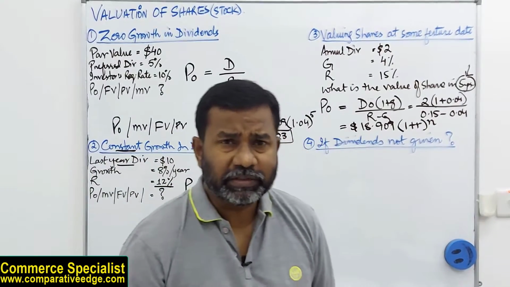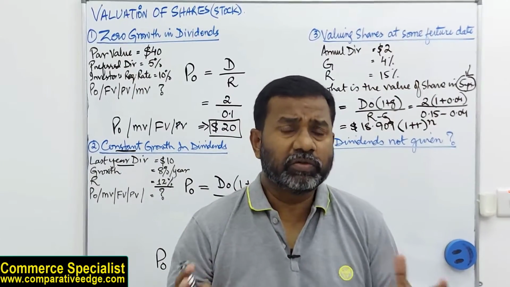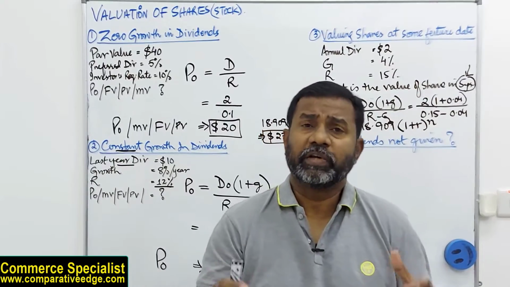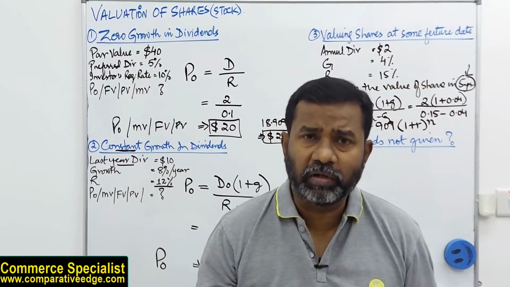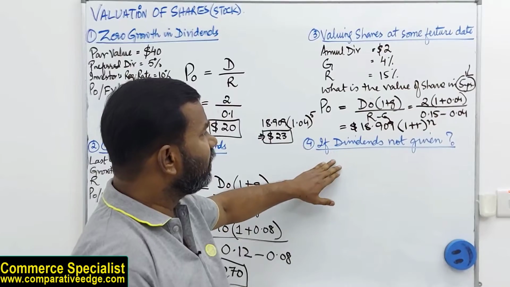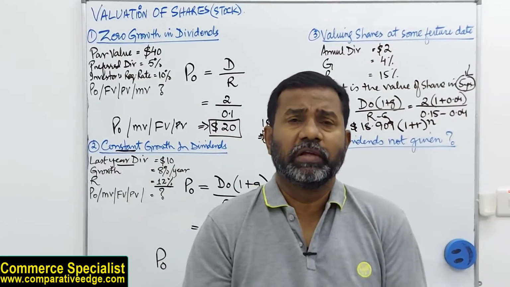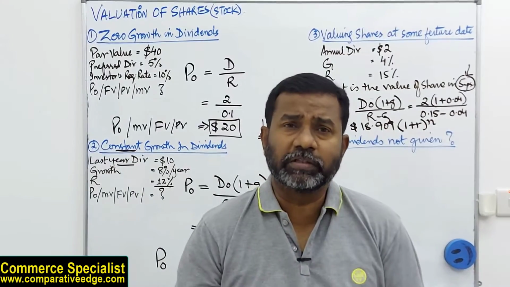Sometimes what happens is you are investing in a company for reasons best known to you, but not for dividends. Or sometimes the dividends or the growth in dividend is not given at all. So what we can do is use EPS. If dividends are not given and you are supposed to calculate the fair value of shares, the market value of shares or present value of shares, what to do?